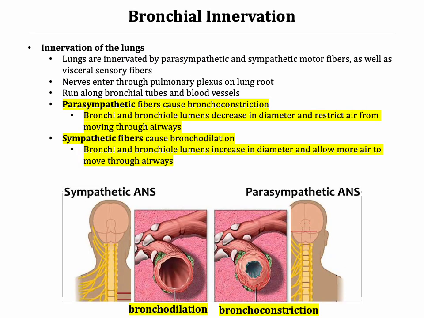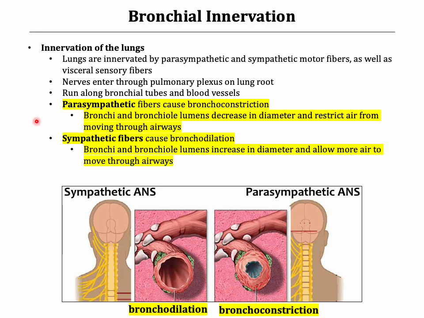So the bronchioles are innervated by the parasympathetic and sympathetic motor fibers, or motor division, as well as visceral sensory fibers. So it's always sending a level of sensory information to the brain, and then the motor output is controlled by both branches of the autonomic nervous system.